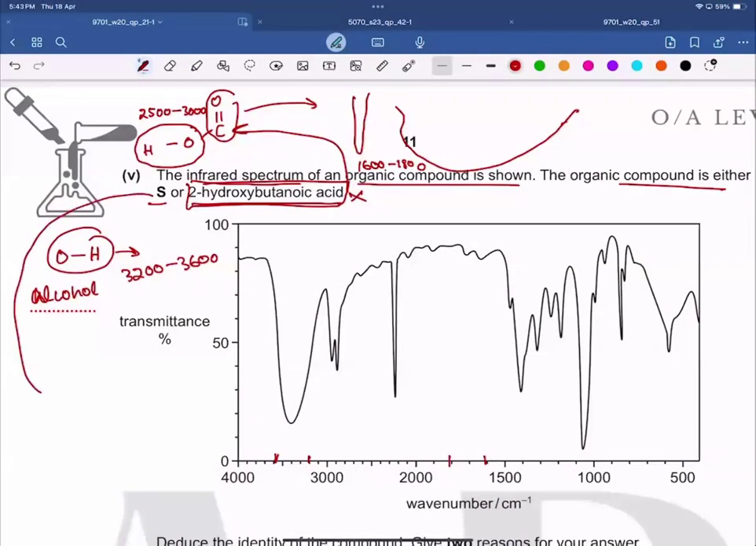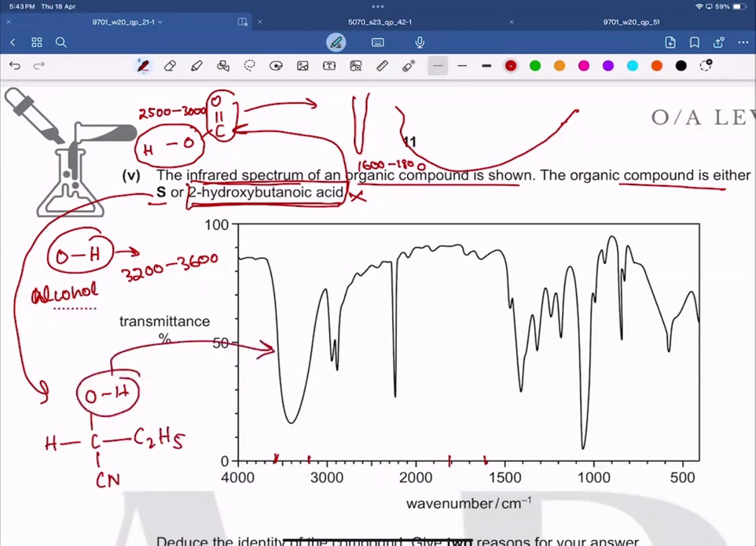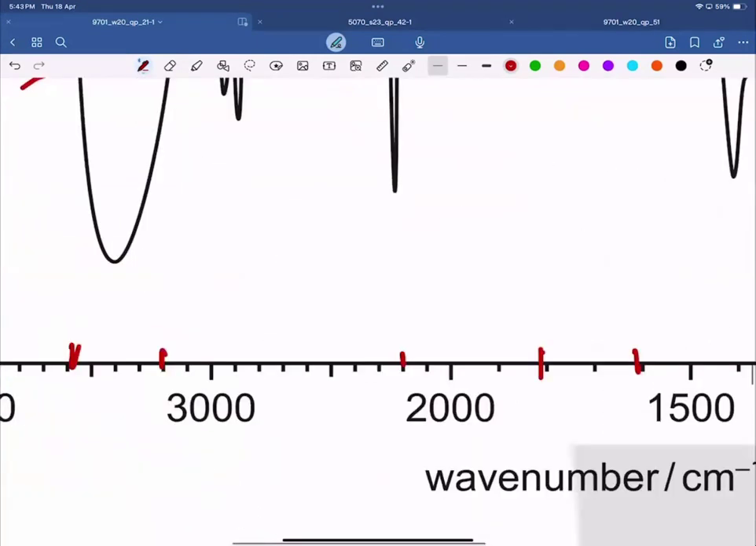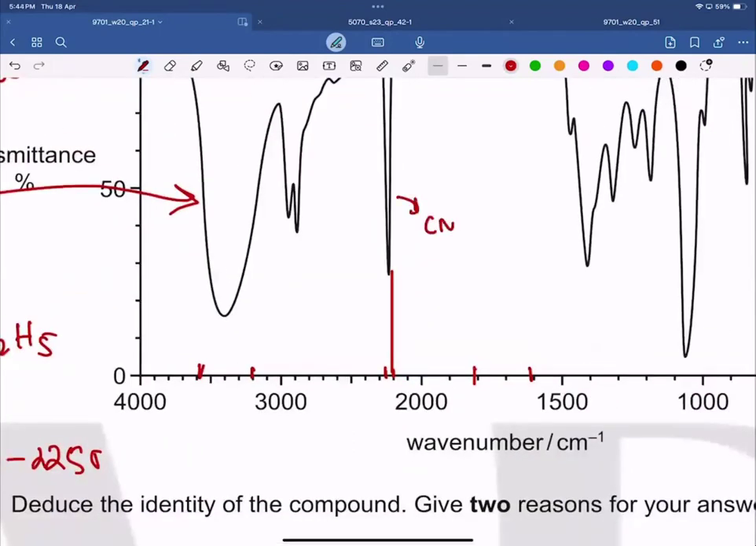As it's S, we just see that S has this structure: H, COH, CN, and C2H5, right? So this OH is showing us this peak. And as we have seen, CN is going to appear with its peak between 2200 to 2250. So see over here, it's 2200. And we are getting the peak between 2200 to 2250. So that is of CN, and that is of OH of alcohol or hydroxyl OH.